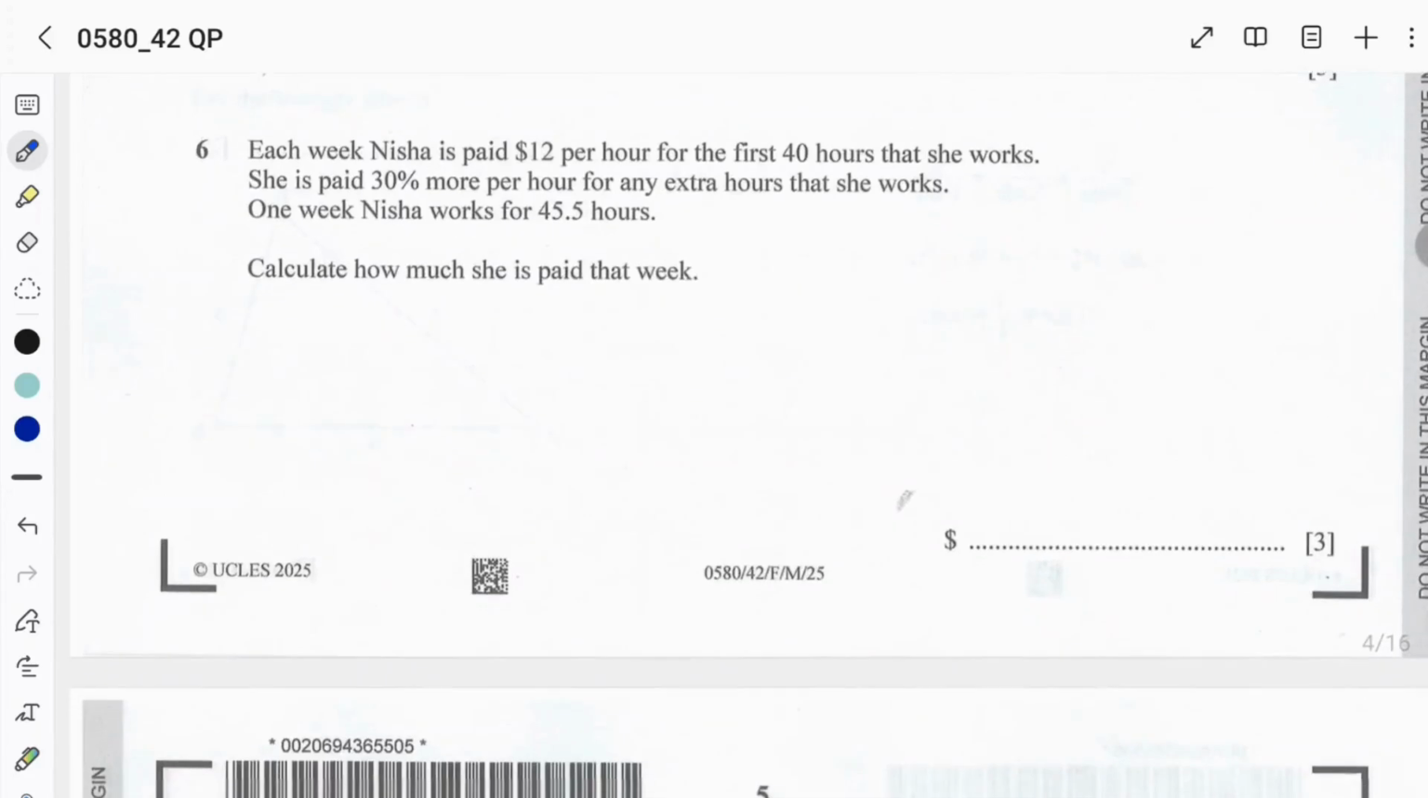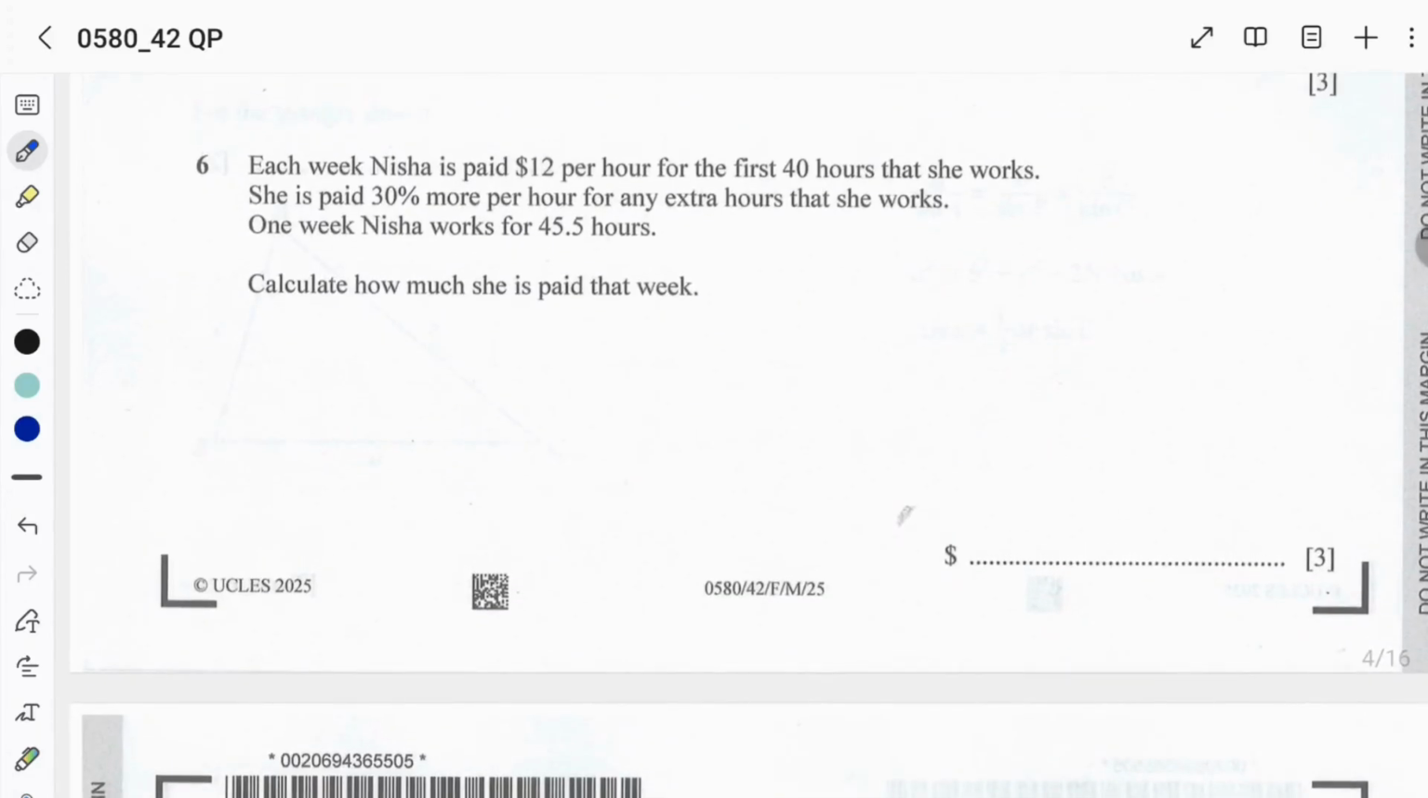The next question, question number 6. Nisha, each week Nisha is paid $12 per hour for the first 40 hours that she works. She is paid 30% more per hour for any extra hours that she works. One week Nisha works for 45.5 hours. Calculate how much she is paid that week.